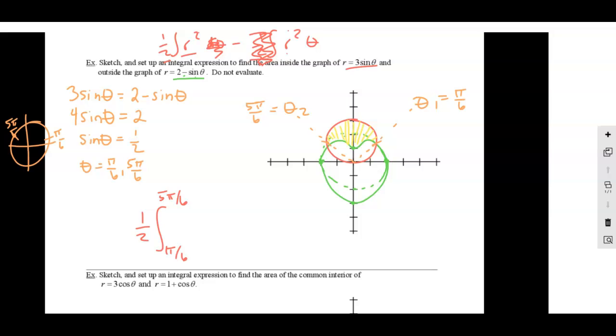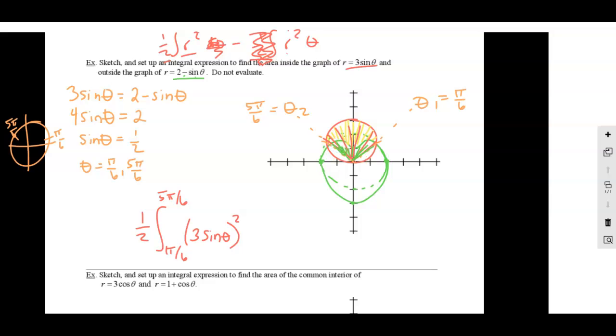Then I'm going to need the big R, which was the circle. So I'm going to have 3 sine theta squared. That's getting me all the area inside of the circle, right? That's getting me all of this. But then we don't want all of that. We want to take that and then subtract the green area right here.